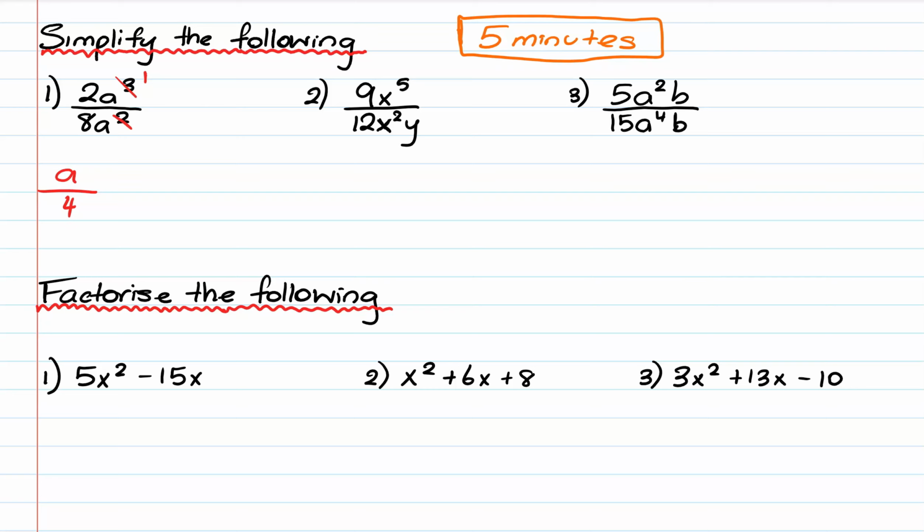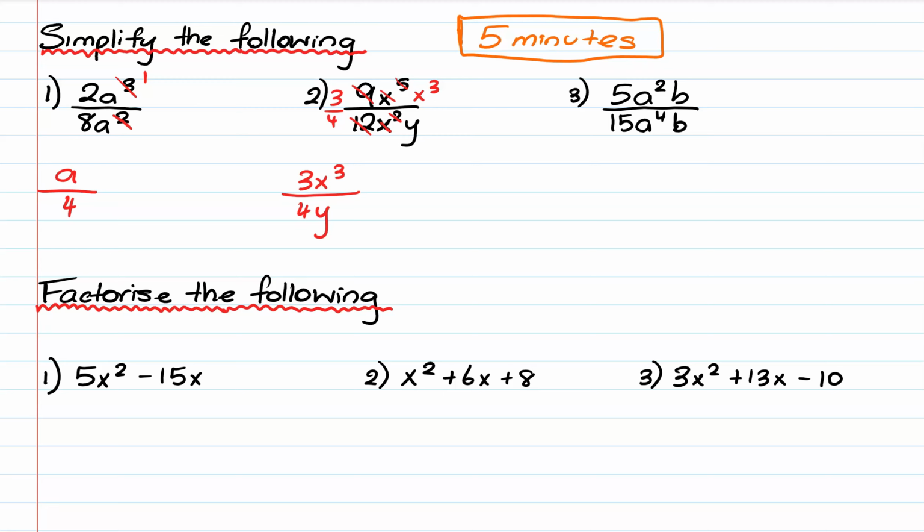a over 4. Next one over here, we've got 9x to the power of 5 over 12x squared y. So again, we simplify the number first, so 9 over 12, we can simplify that to 3 over 4. And then we've got x to the power of 5 over x squared, so that's just x to the power of 3 if we cancel out. So we've got 3x to the power of 3 over 4. Now, because there's no y on top and there's a y down the bottom, we're just left with y down the bottom. Right? So that's how we simplify the second one.